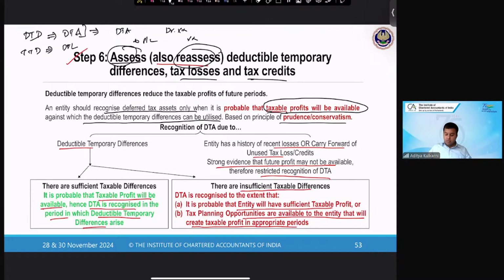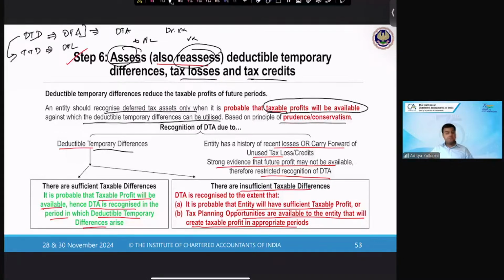Recognition of DTA due to deductible temporary differences means that there are sufficient taxable differences. For every deductible temporary difference, you must assess that there is adequate taxable temporary difference, so that the DTA that arises can be set off against the DTL that you need to pay in the future. So you can create only if there is sufficient taxable differences. It is probable that taxable profit will be available. Hence, DTA is recognized in the period in which deductible temporary differences arise. Are you able to follow this?